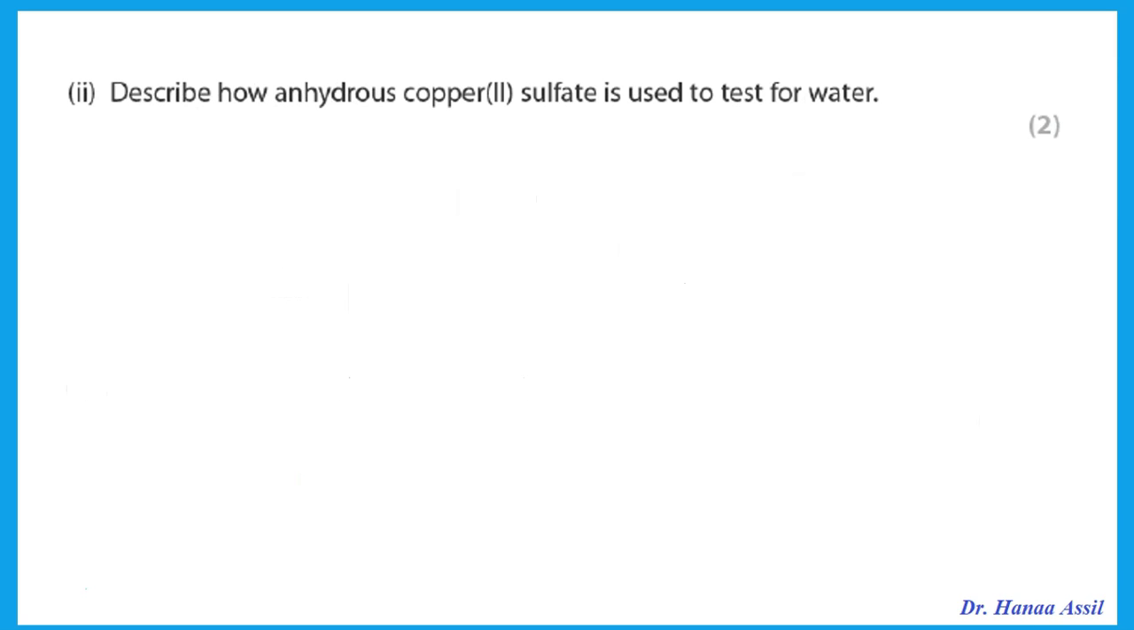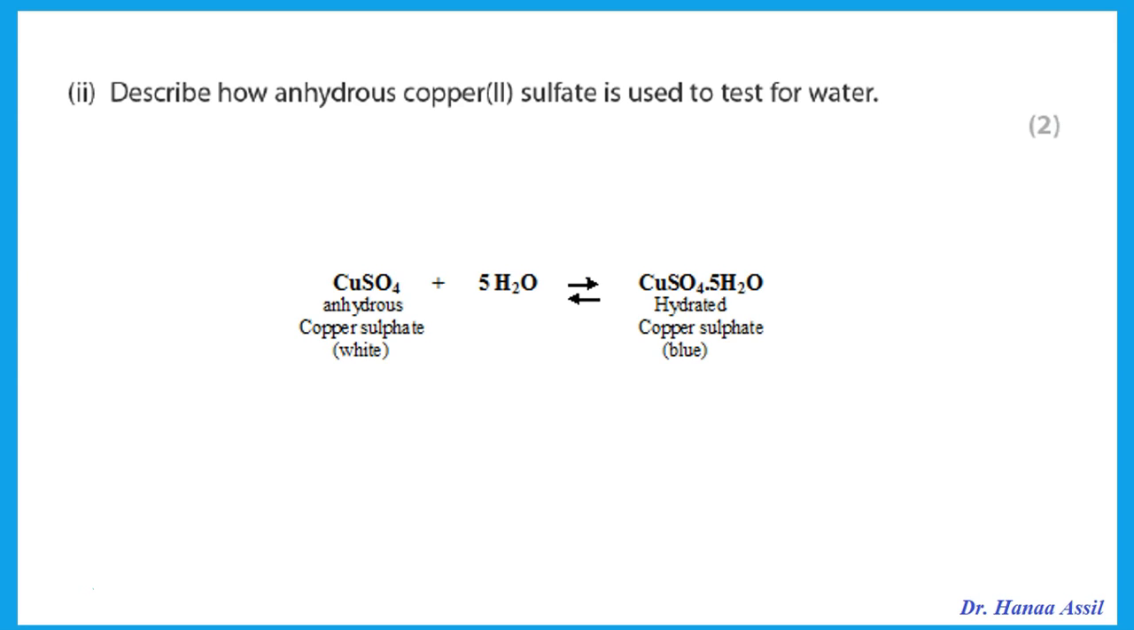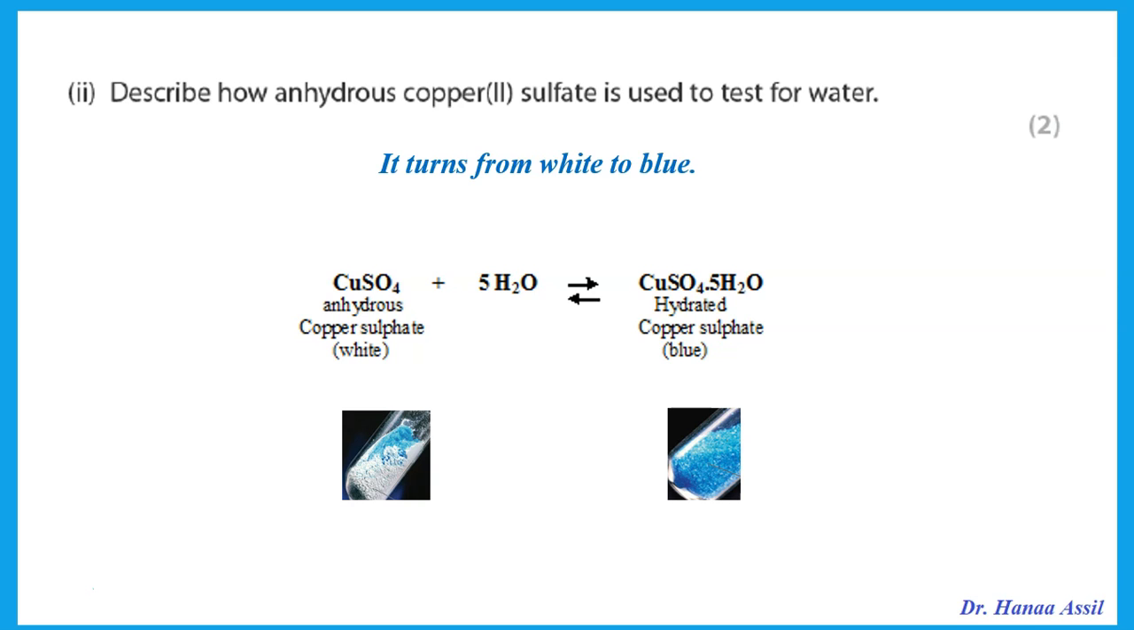Describe how anhydrous copper sulfate is used to test for water. Remember, the chemical test for water is what? We put anhydrous copper sulfate. It turns from white. You should know that anhydrous means it has no water in the crystals. This is white. Now, when it is hydrated, or it has water in its crystals, then it becomes blue. So remember the chemical test for water: add anhydrous copper sulfate. It turns from white to blue.